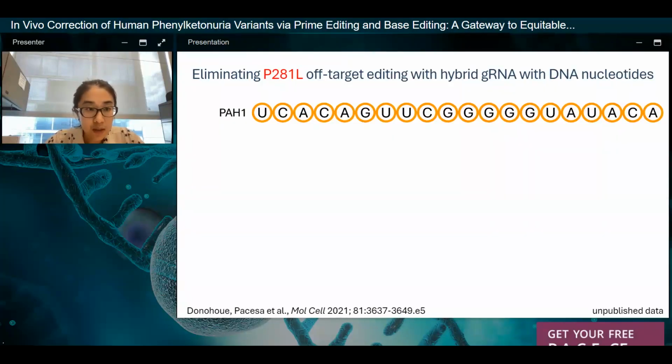It has been reported that using RNA-DNA hybrid guide RNAs with Cas9 could maintain the on-target editing while reducing off-target editing. So there's a key reference at the bottom left. We applied this approach to the PH1 guide RNA, and so far we tested more than 40 different RNA-DNA hybrids.